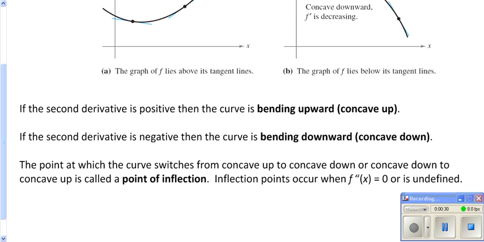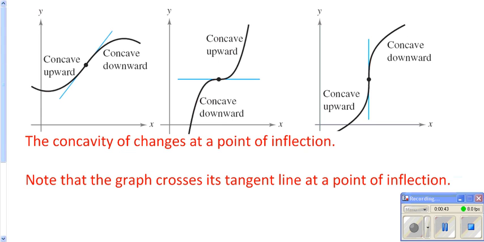When it switches from concave up to concave down, we call that a point of inflection. Your point of inflection will occur when your second derivative is 0 or undefined. Here are 3 examples of a point of inflection where your graph is switching concavity.